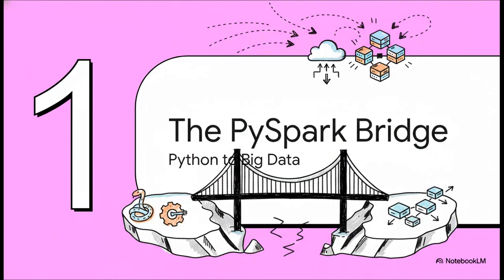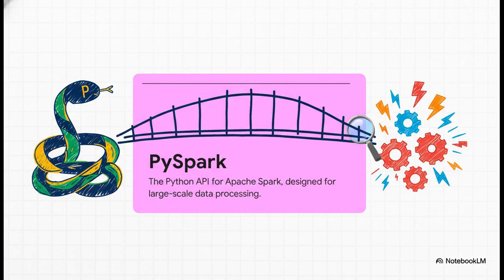So what's the solution? How do you possibly get from one side to the other? Well, you don't try to jump the canyon. You build a bridge. And this bridge connects the language you probably already know and love, Python, to the raw, unfiltered power you need for this new world of data. And that bridge has a name, PySpark.